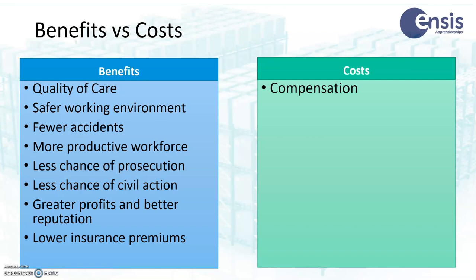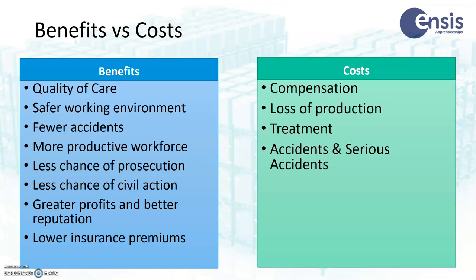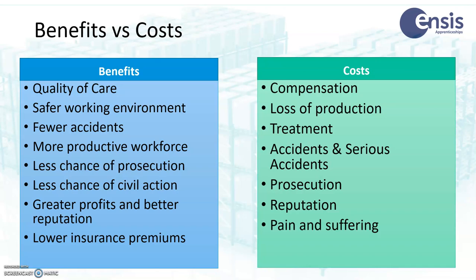For costs, poor health and safety practice can lead to increased claims for compensation from people who have been injured. There will be a loss of production within your organisation. Staff and service users who have been injured might need treatment in hospital. There will be an increase in accidents and potentially in serious accidents. There's an increased chance of prosecution. The company's reputation is going to suffer. If that suffers, then there is less chance of your organisation attracting new clients. It can lead to pain and suffering for people who have been injured, and ultimately it could lead to death.